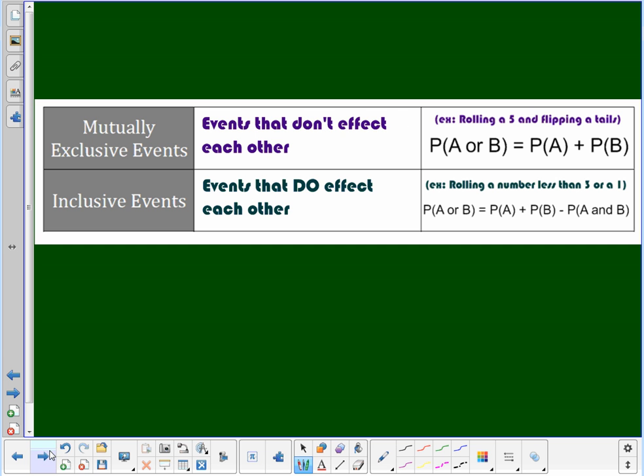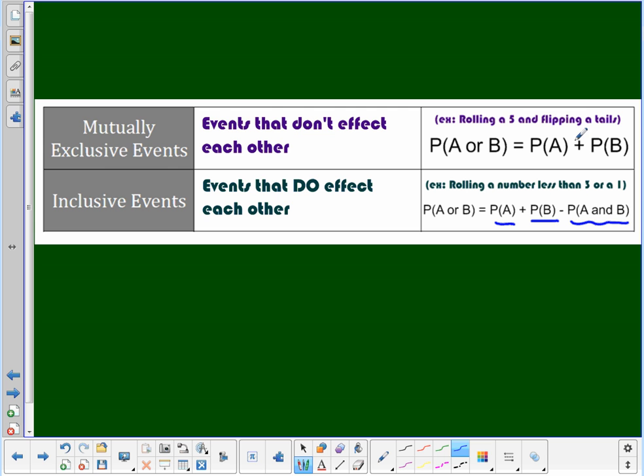When we get into mutually exclusive events, we're looking at events that don't affect each other. For example, rolling a 5 and flipping a tails. The probability of A or B means I take those two probabilities and add them together. Then inclusive events are events that do affect each other, events that make a difference on one another. For example, rolling a number less than 3 or a 1. Well, 1 is also less than 3, so you counted it in both places. You can't count it in both places. So we're going to have the probability of less than 3 plus the probability of 1, and subtract the overlap.